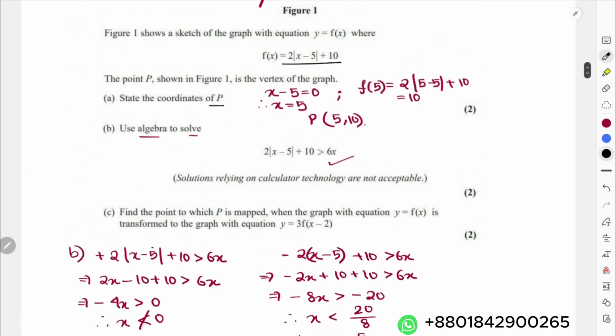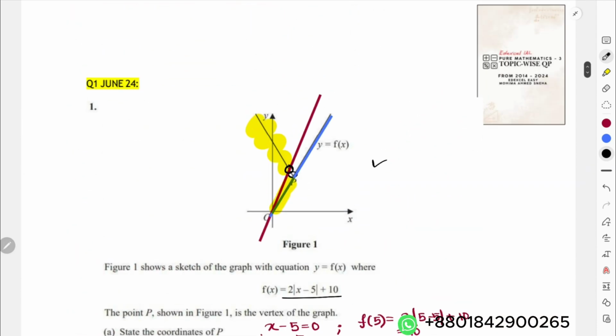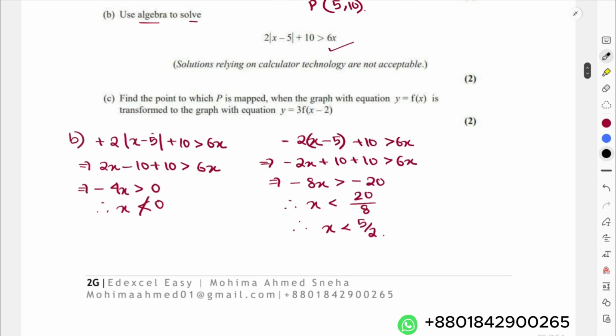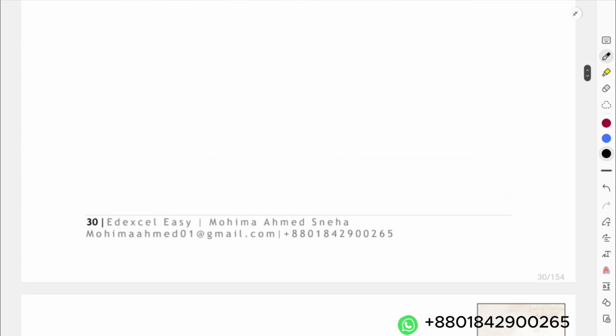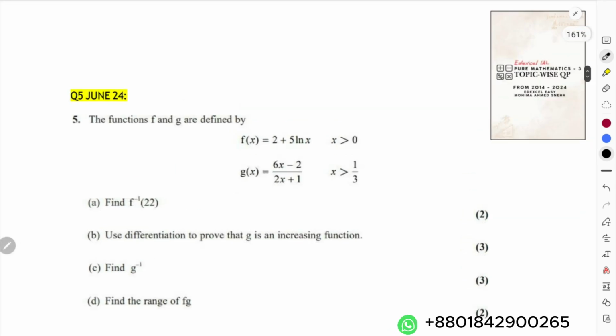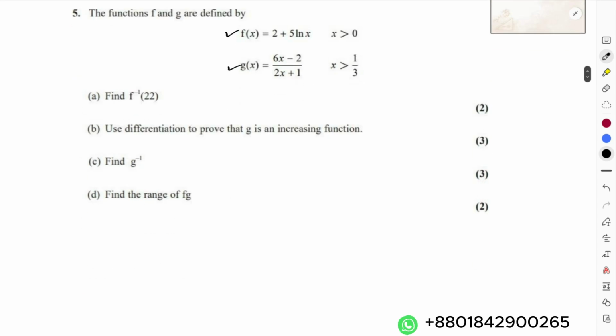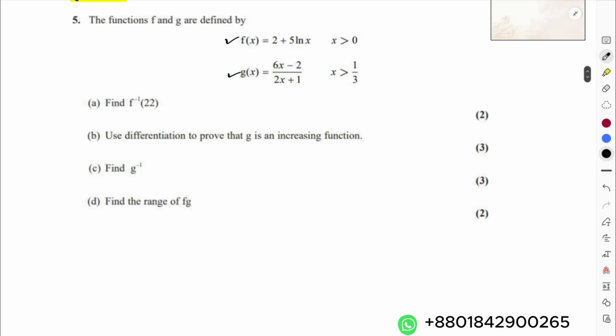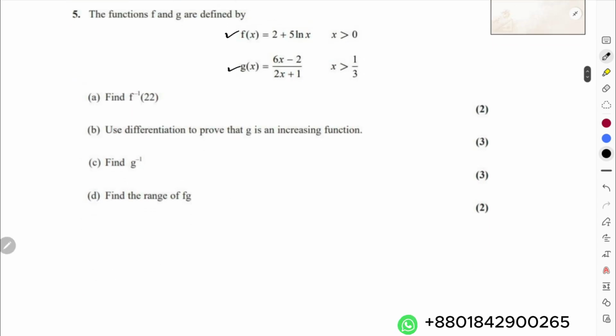We're done with your question 1 of June 24. Then we'll quickly move on to the next question. This is your June 24 question 5. There they have given you f(x) and g(x). They're trying to find out f inverse of 22. For that, I obviously have to find out the equation for f inverse first, right? So for that equation for f inverse, we have 5.